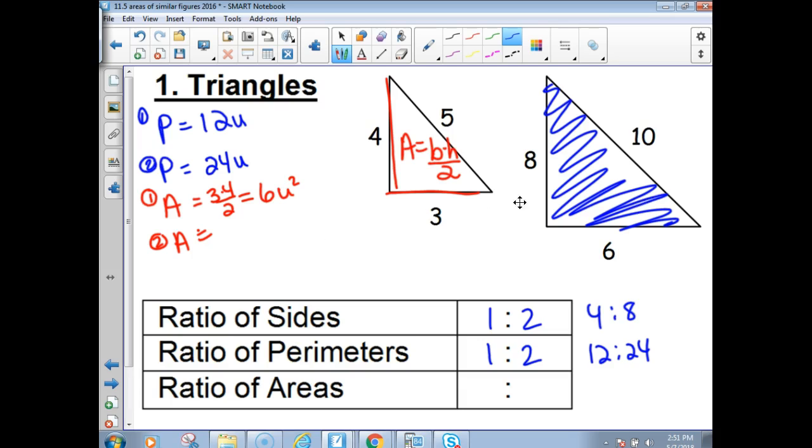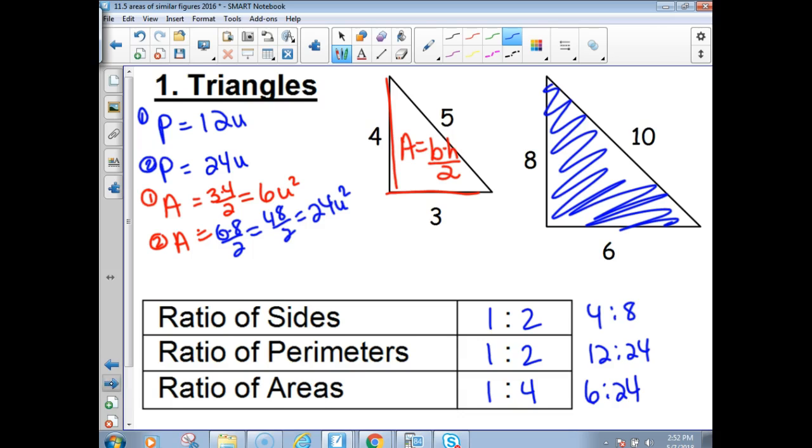So the area of the second figure, base times height divided by 2, would be 6 times 8 divided by 2, and that would be 48 divided by 2, which is 24 square units. Okay, let's compare 6 to 24. Well, wait a minute, that's not 1 to 2, is it? 6 goes into 6 once. 24 divided by 6 is 4. Okay, I'm looking for you to figure something out here in a little bit.